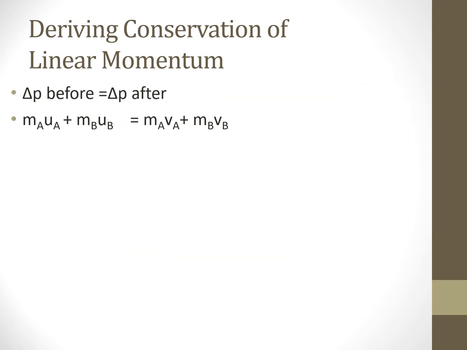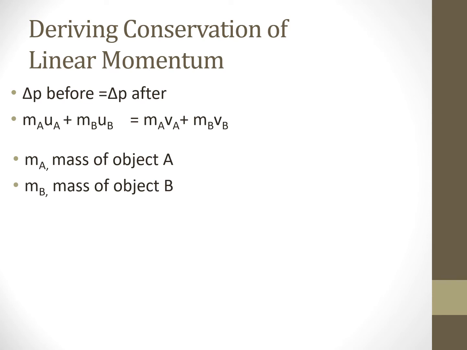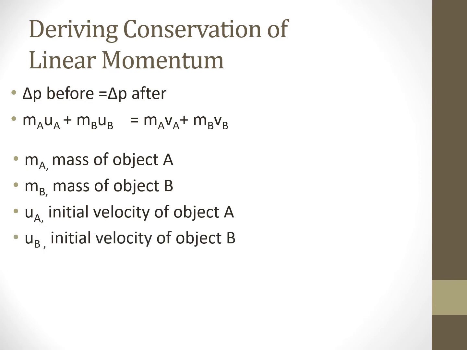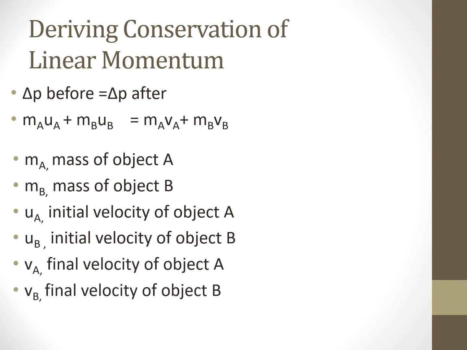Take note that this equation is what we call the law of conservation of momentum. MAUA plus MBUB is equivalent to MAVA plus MBVB, wherein MA is the mass of object A, MB is the mass of object B, UA is the initial velocity of object A, UB is the initial velocity of object B, VA is the final velocity of object A, and VB is the final velocity of object B.